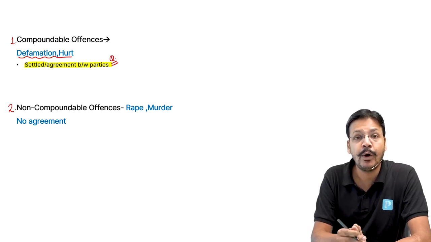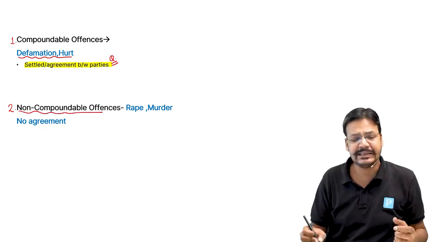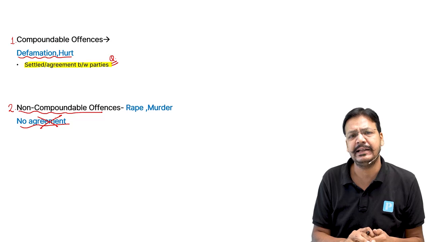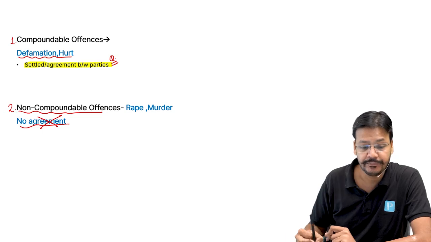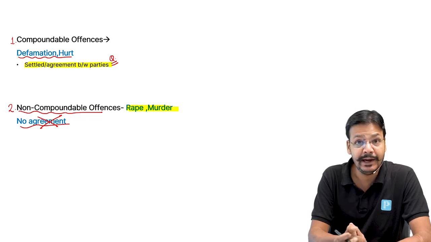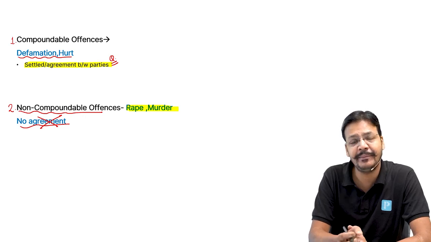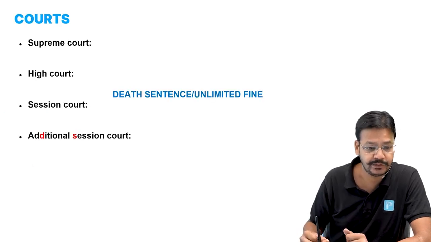That is compoundable. But sir, non-compoundable cannot be settled, no agreement, no settlement between parties. Definitely these are serious crimes. And examples of non-compoundable offenses are rape, murder, or kidnapping. Compoundable can be settled, can get agreement. Non-compoundable cannot be settled. So this is another very, very important category. You have to remember this also.